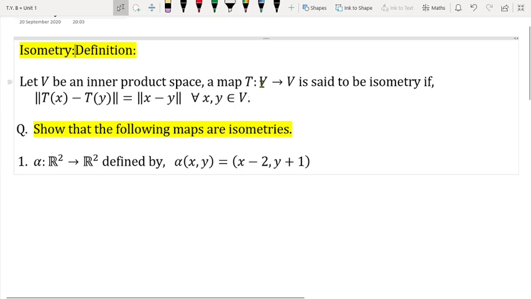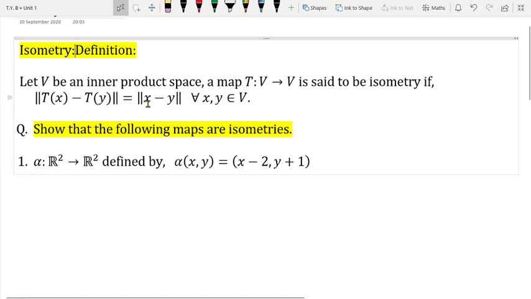म्हणजे जर V मधले आपण दोन आर्बिट्ररी एलिमेंट्स घेतले, say x and y, we will find the distance between them, and that distance should be equal to what? The distance between their images.